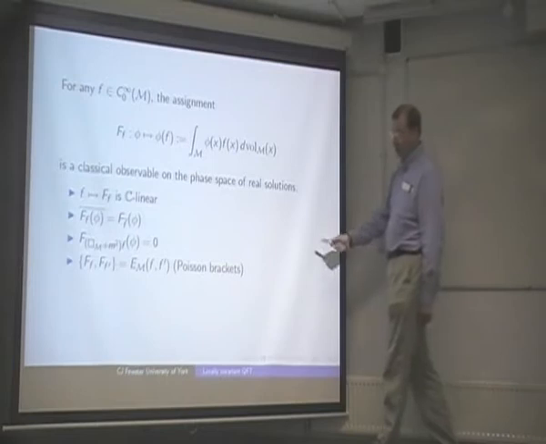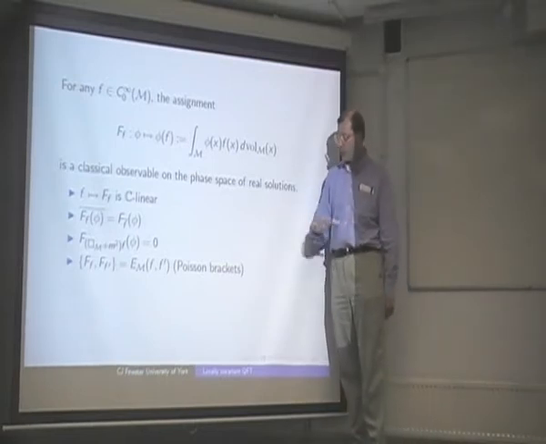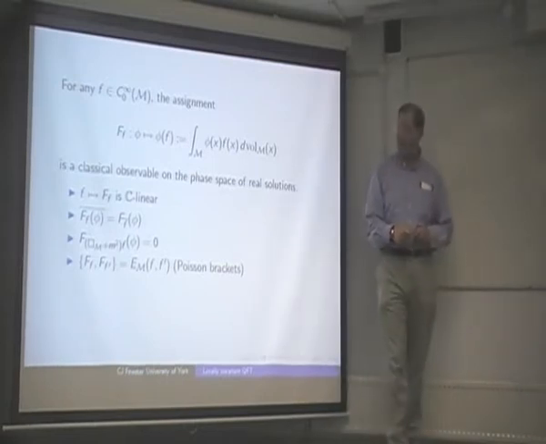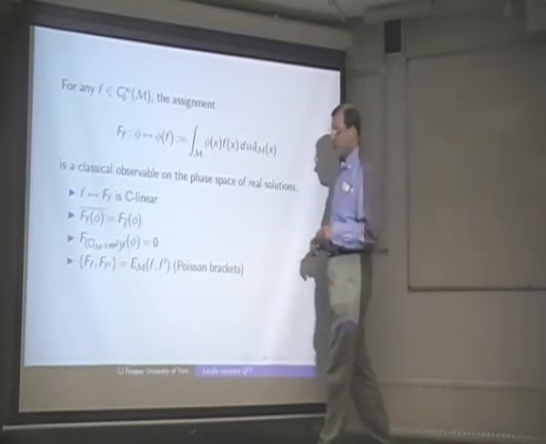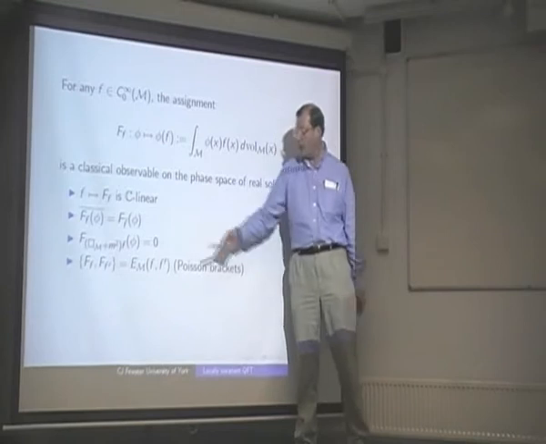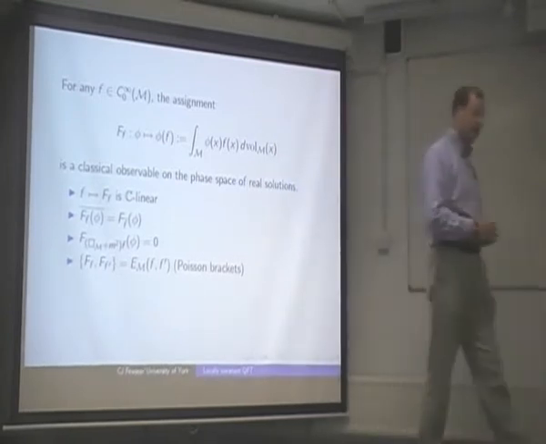Another thing you know about classical mechanics is that there are things called Poisson brackets. And if I calculate the Poisson bracket for two of these observables, it works out in terms of this bisolution E that I had on the previous slide.